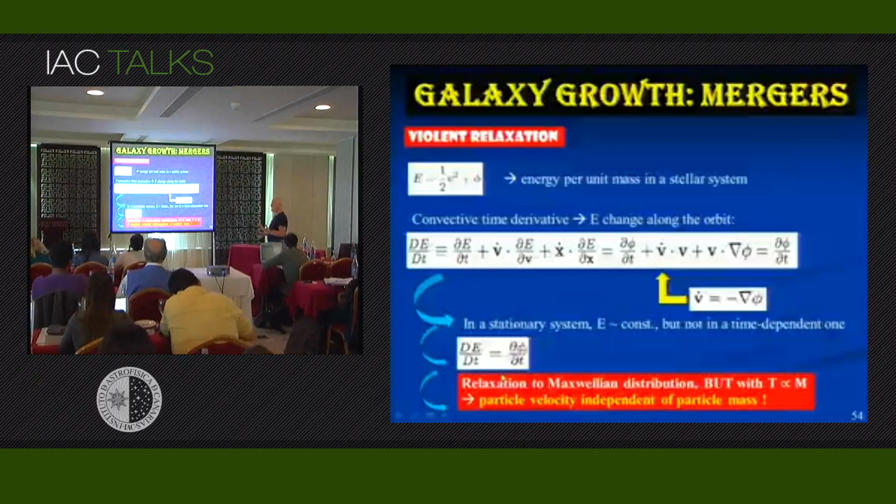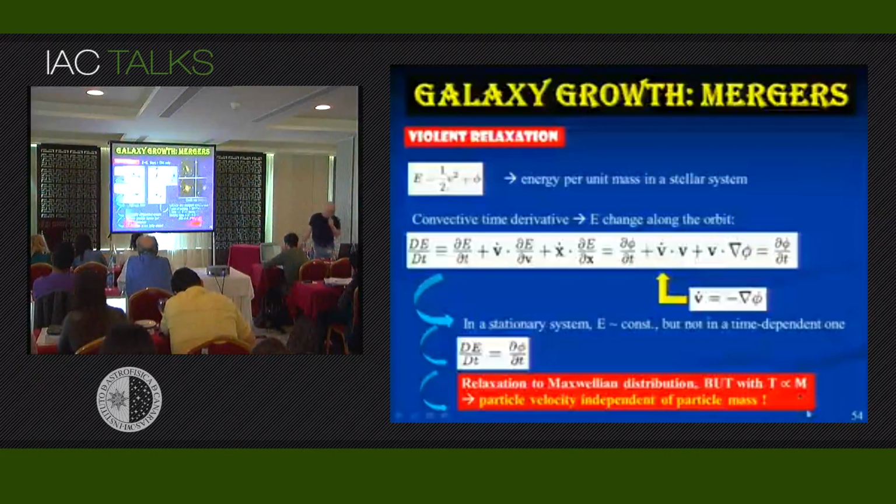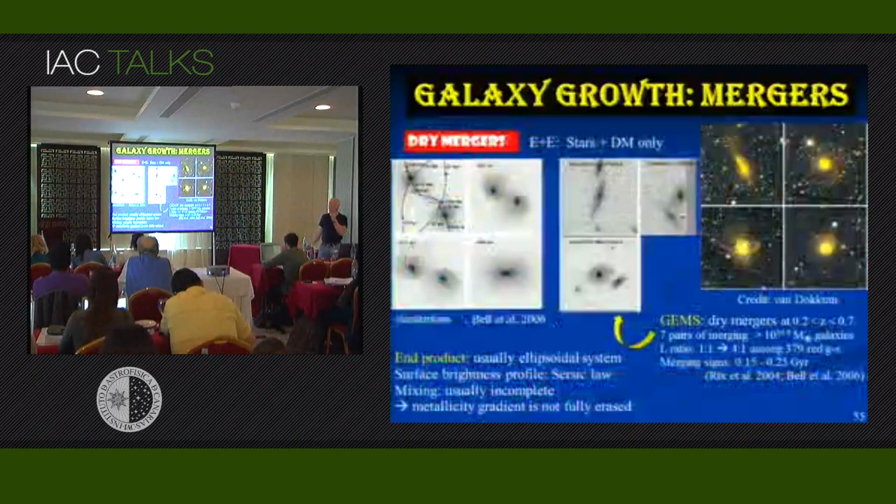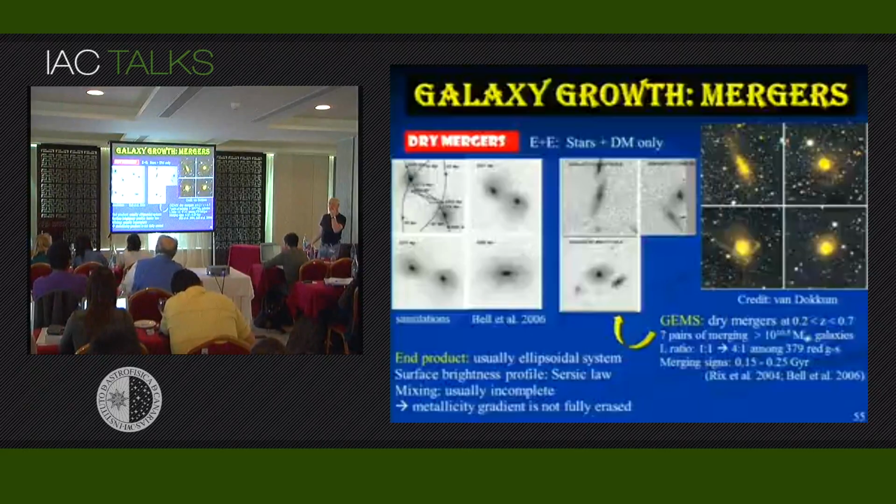Violent relaxation. Well, in violent relaxation, what is important to remember is only one thing, that a system can be time-dependent. And that means the change of the energy will depend on the time change of the potential. As a result, the energy is not conserved. It can change with time and lead to relaxation. And the violent relaxation is very interesting when the particle velocity field is independent of the particle mass, which means the temperature of this collisionless fluid would be proportional to the mass of the particles.